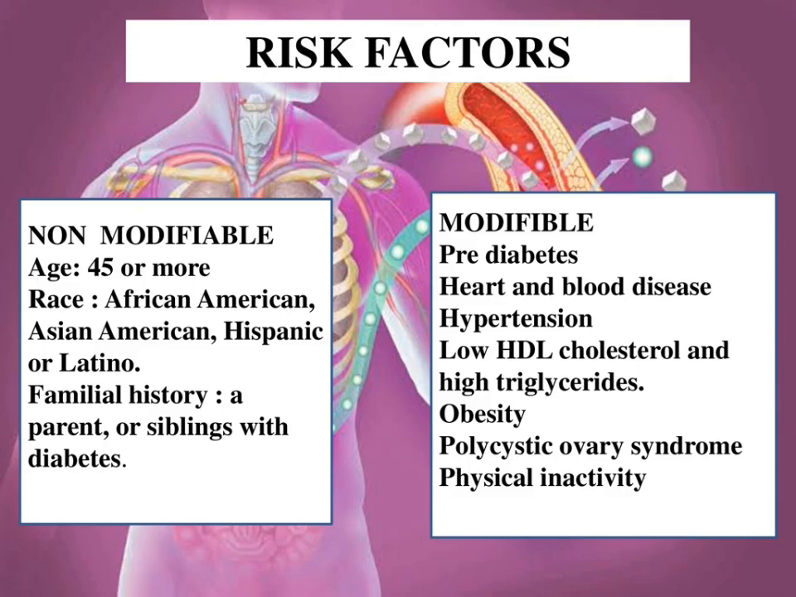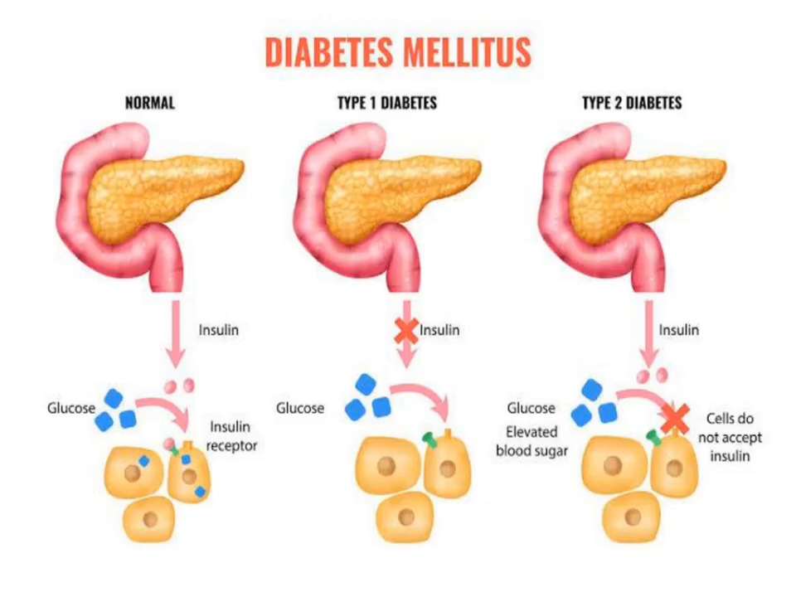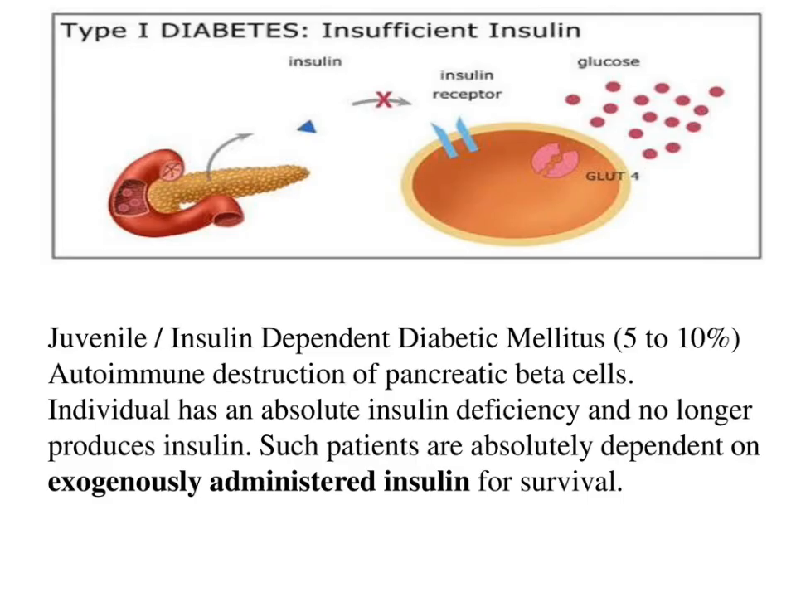Types: we divide diabetes into two types. First, type 1 diabetes mellitus, and second, type 2 diabetes mellitus. Type 1 is nothing but decreased, insufficient insulin secretion. So it is called juvenile or insulin dependent diabetes mellitus. It is an autoimmune destruction of pancreatic beta cells. The individual has absolute insulin deficiency and does not produce insulin in the body. Such a patient is absolutely dependent on external administration of insulin for survival.